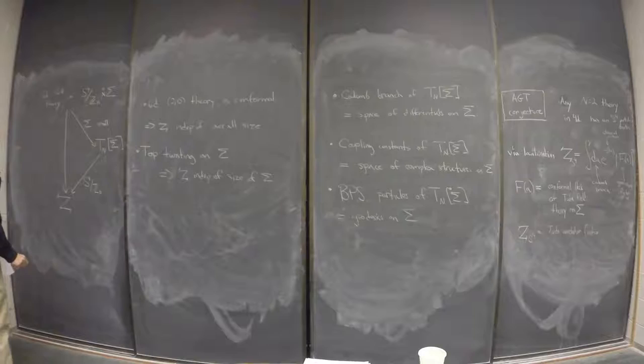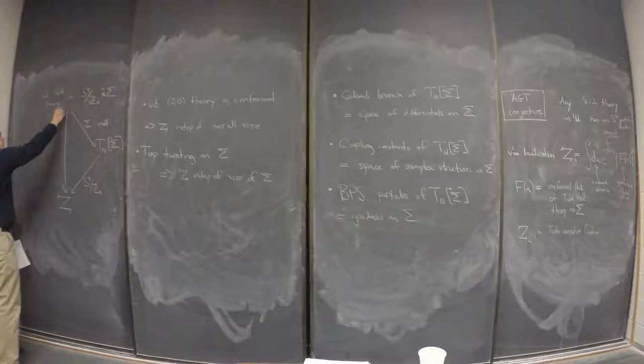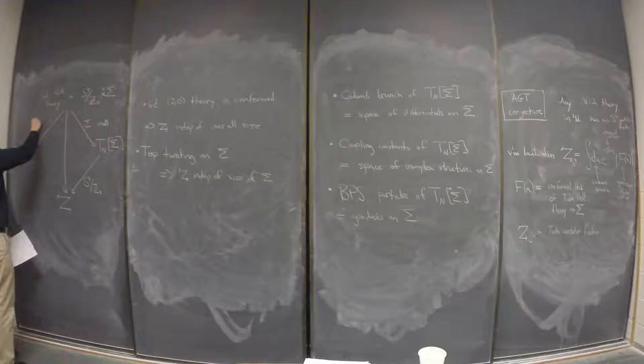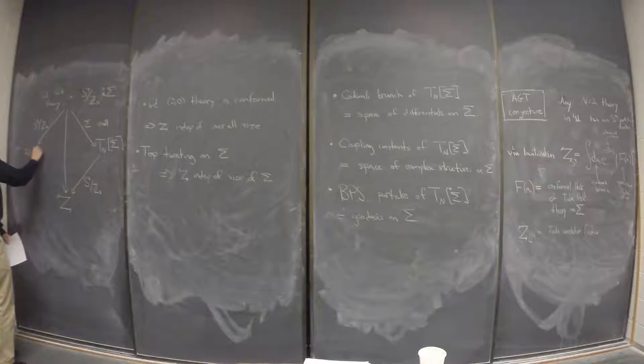But we can now do things in the opposite order. It's independent of the order here because we can take this to be small. So if we reduce here, we get some 2D theory. We don't know what it is. And then we can put it on sigma.